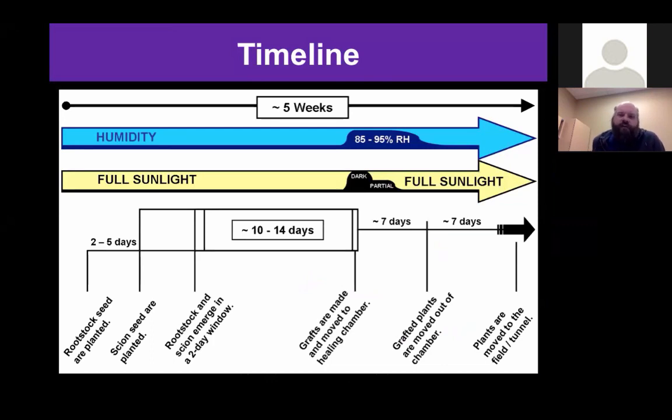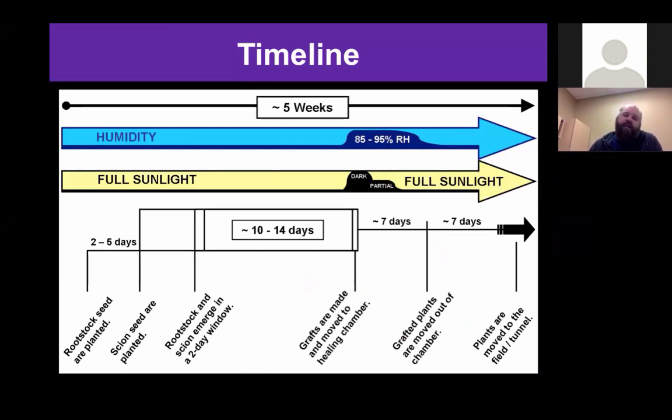So this figure shows our overall timeline, and depending on what part of the country you're in, this can change. I actually generated this figure when I was living in North Carolina, where they get a little bit more sun than we do here in Kansas. I would say here in Kansas, our timeline is more like 6 to 7 weeks, depending on the time of year. But you can still get the basic idea of the process from this figure.